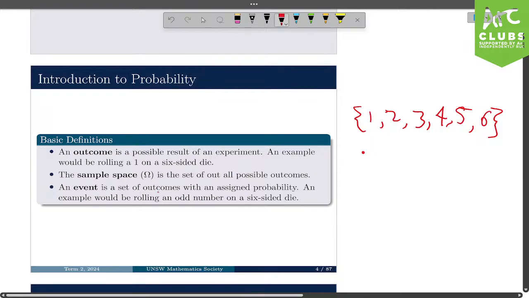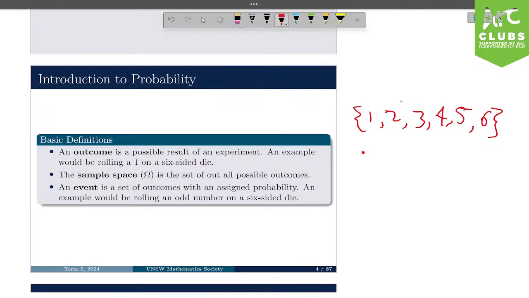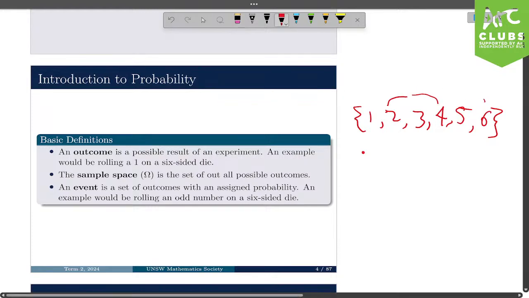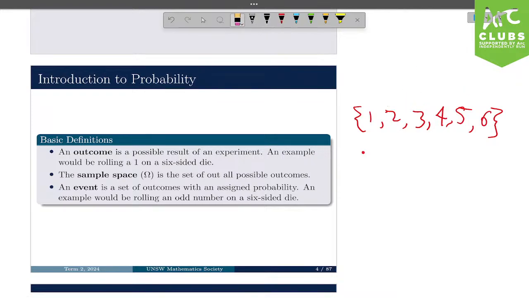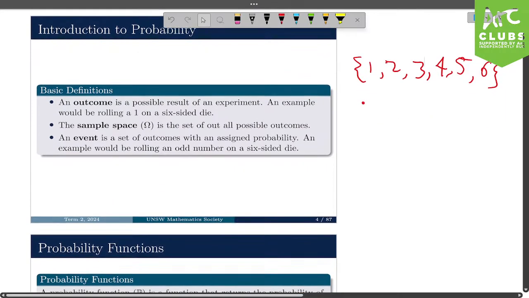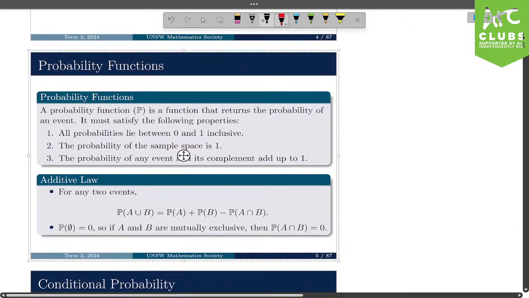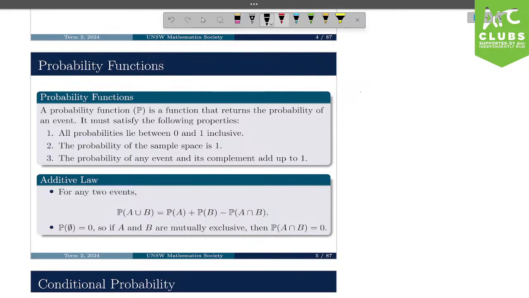And an event is a set of outcomes with an assigned probability. So we can say, I'm going to call an event if I roll an even number. So an even number is just going to be a subset of the sample space where I can define some kind of probability. A very fundamental thing here is a probability function. A probability function is a function that returns the probability of an event. So if I define an event as rolling an even number on a die, this probability function will tell me the likelihood of that, which is just 1/2.